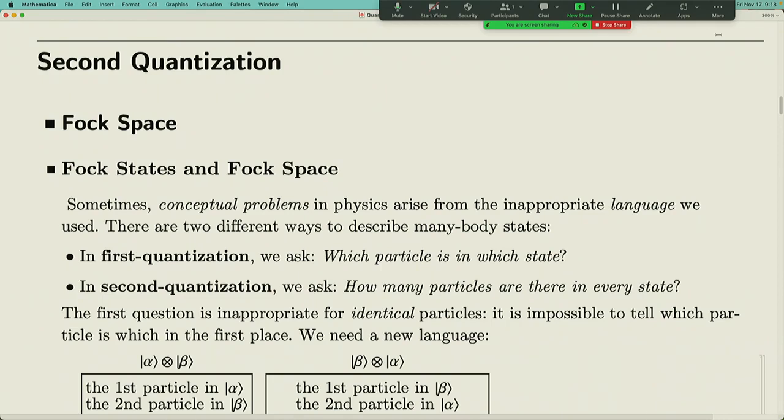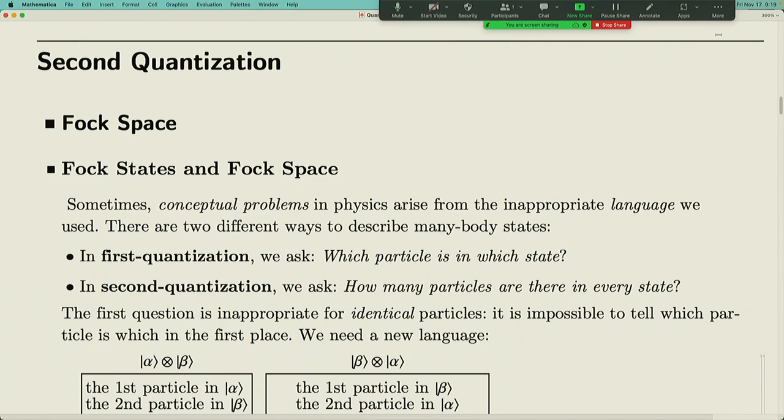There are actually two different ways to describe a many-body state in this situation. In the first quantization language, we basically describe the state by asking which particle is in which state. For example, the first particle, where this is actually the label of the particle, the index of the particle. We go through every particle and say the first particle is in which state, the second particle is in which state. We keep asking this kind of question, and if we answer each question, we can write down the state for each particle, and that forms a sequence of state labels that labels the first quantized basis state. So that's our approach.